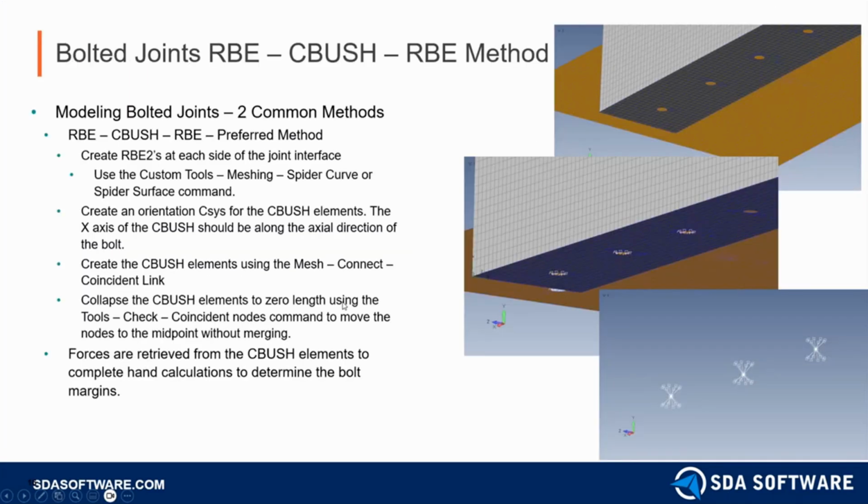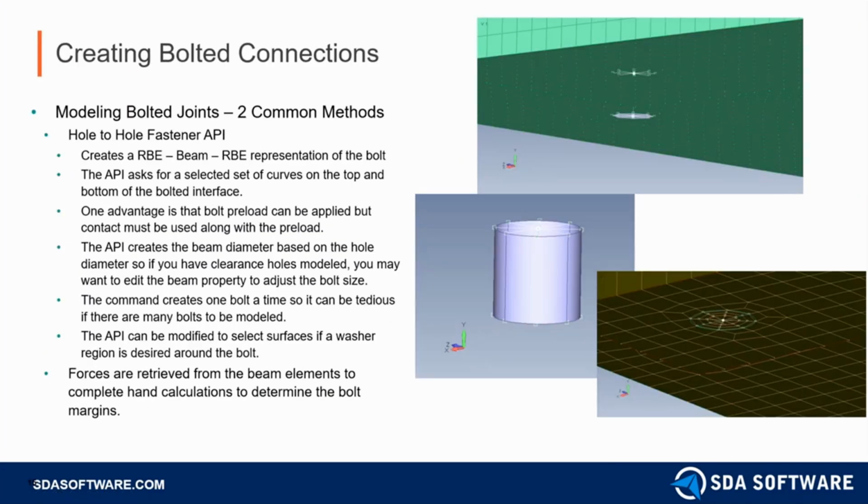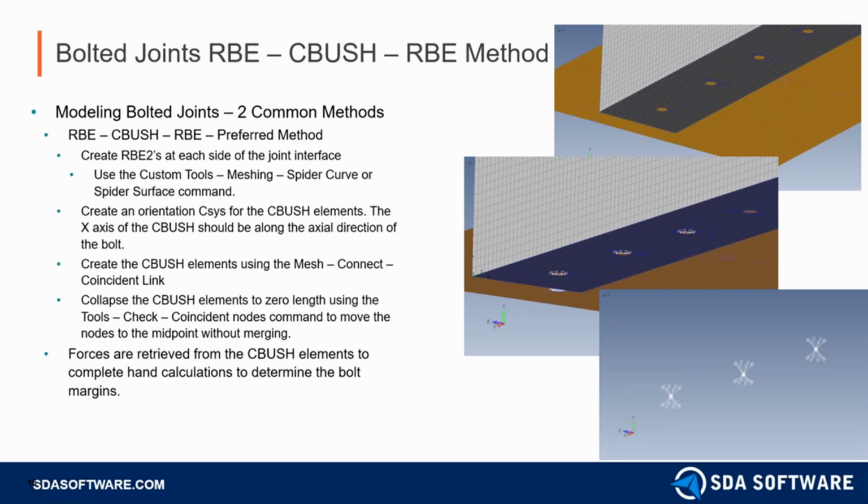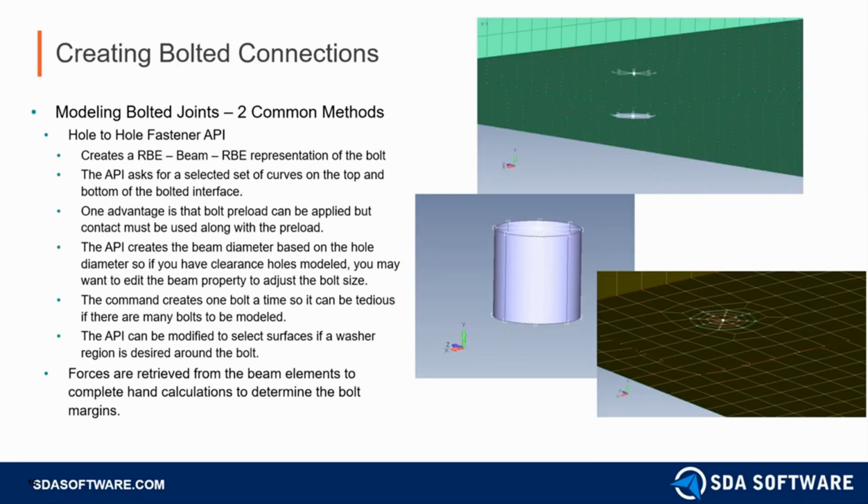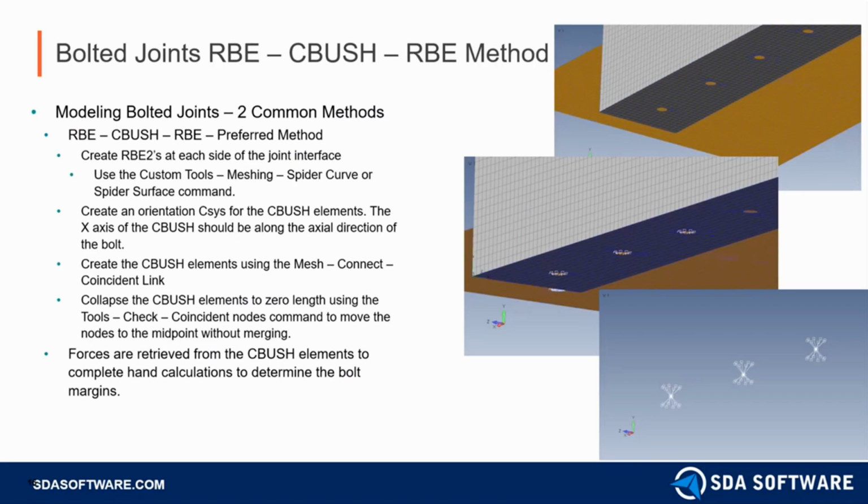Okay, so just to recap real quick, we created a bolted connection using 2 methods, using the hole fastener and a preferred method where we created RBE, CBUSH, RBEs. We verified the orientation of the CBUSH. And again, we just grab forces from our analysis results and do our hand calculations.